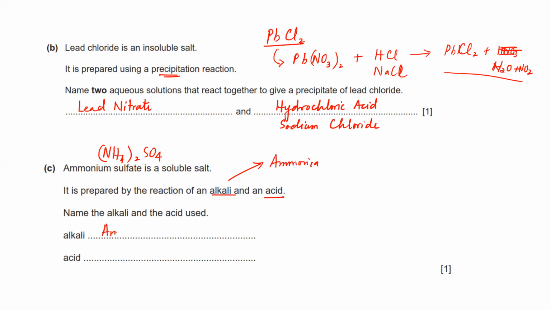So ammonia, or no, I'm not saying gas, aqueous ammonia. That is the good way of saying it. And the acid used is sulfuric acid, because of the sulfate salt, H2SO4. Generally it is dilute sulfuric acid, and aqueous ammonia will give you a soluble ammonium sulfate salt.